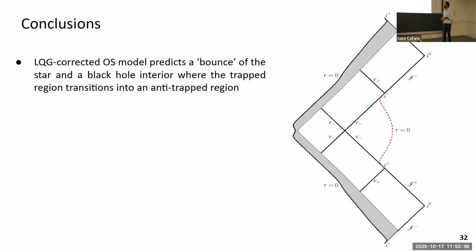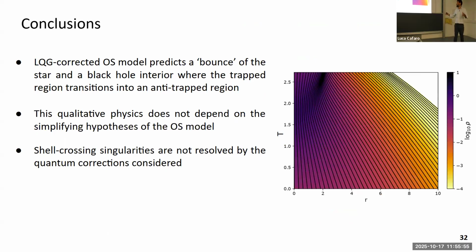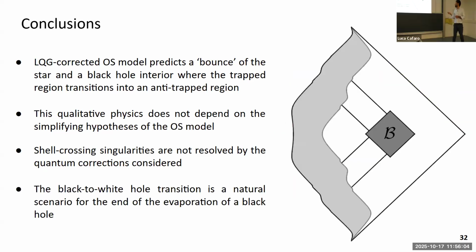Okay, so what I've shown you is that the loop quantum gravity corrected Oppenheimer-Snyder model describes a non-singular bounce of the collapsing star and a non-singular interior where the trapped region transitions into an anti-trapped region, solving the singularity. We've seen that this physics is actually stable under generalization. The qualitative physics we get is the same, although we still get shell crossing singularities, and these need to be studied further. And finally, we've seen that the black to white hole transition gives a natural scenario for the end of the evaporation of a black hole, and we're able to get a concrete metric to describe this scenario and construct an explicit Carter-Penrose diagram for it. And thank you.